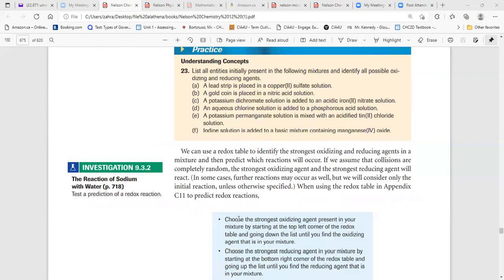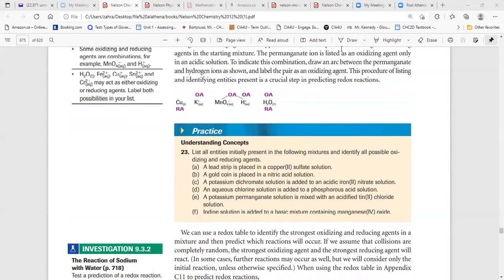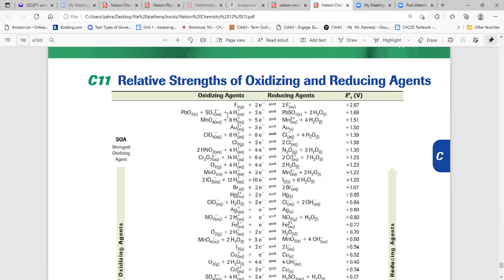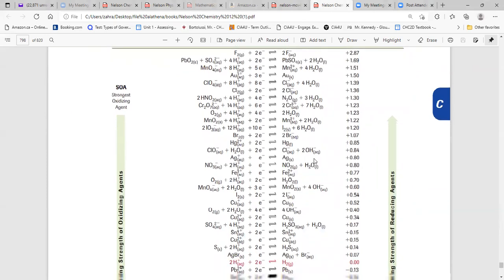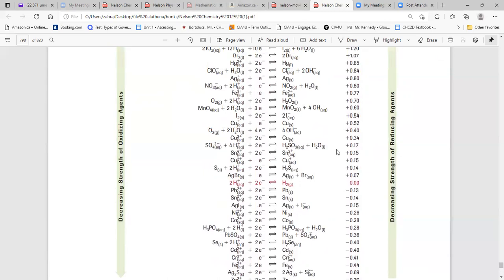What you need to do first is choose the strongest oxidizing agent present in your mixture by starting at the top left corner of the redox table and going down the list until you find the oxidizing agent that is in your mixture. So I have to go to the appendix, C11 on the top. This is the strongest oxidizing agent, from the top going down. And on the left is your reducing agent, with the strongest one at the bottom, so you look from the bottom to the top for that.